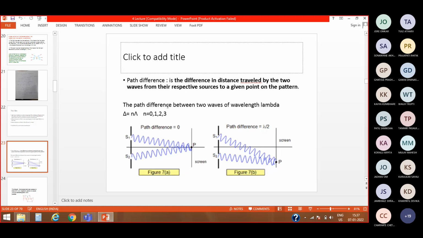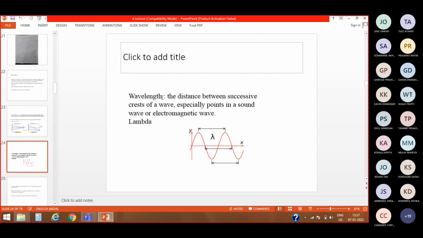The path difference between two waves of wavelength lambda is given by delta equals n into lambda, where n is equal to 0, 1, 2, 3. Wavelength, what is meant by wavelength? The distance between successive crests of the wave.